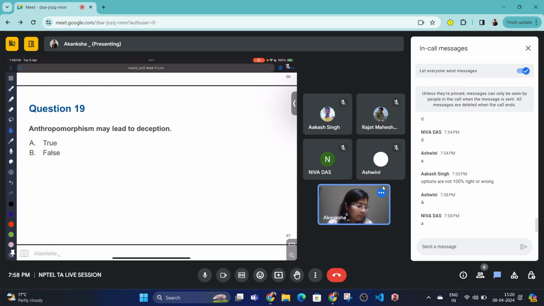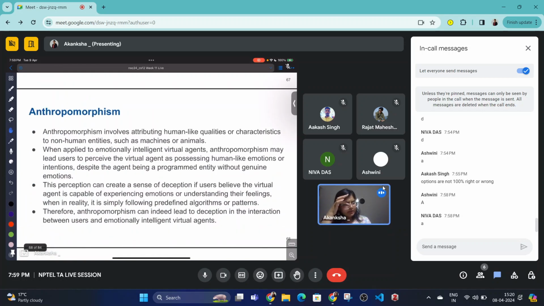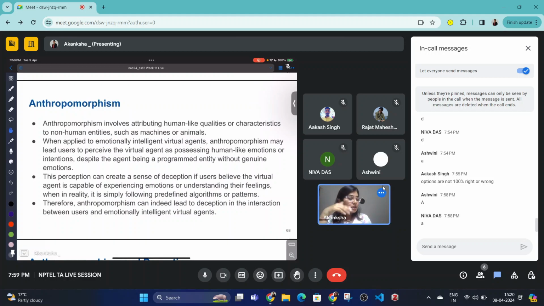Okay. Let's discuss what anthropomorphism is. If you've attended the previous lectures or if you've seen the videos, we discussed this term in detail. So I'll just briefly go through this term, which involves attributing human-like qualities or characteristics to non-human entities such as machines or animals. You design a robot, it should look like a human being, like a very nice, cute dog robot, which actually looks like a dog.